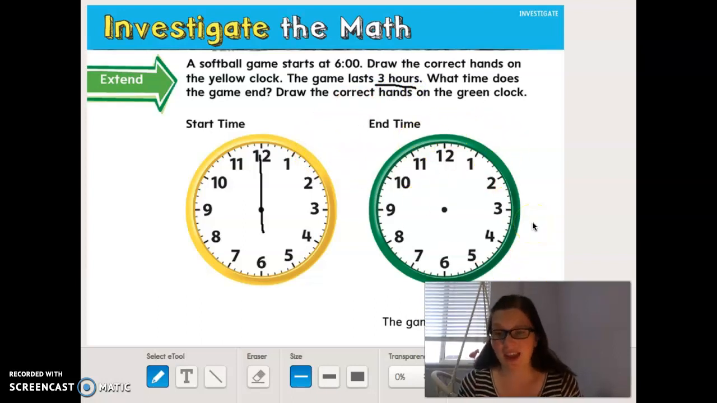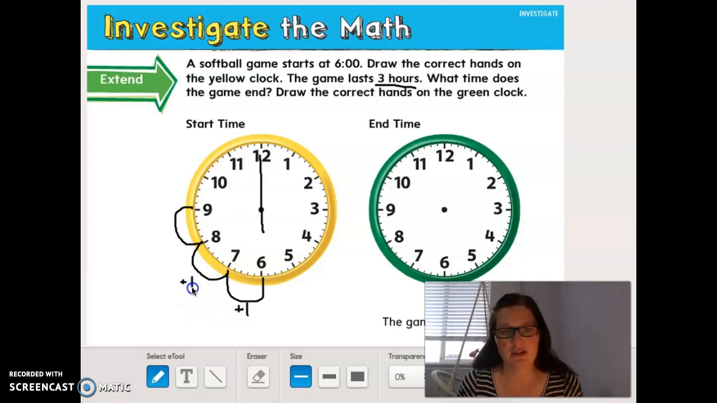So I can simply add, because a clock is kind of like a number line. So if I add 3 hours, I add 1, 2, and 3. 6. So each one of these jumps is adding 1 hour. So from 6 to 7 is 1 hour, 7 to 8 is 1 hour, and from 8 to 9 is 1 hour. And if I think about it as an addition problem, 6 plus 3 still gives me 9. So any way you want to look at that, we come up with the same answer.